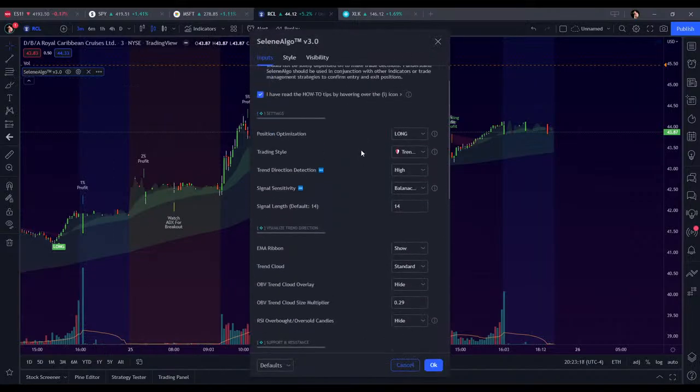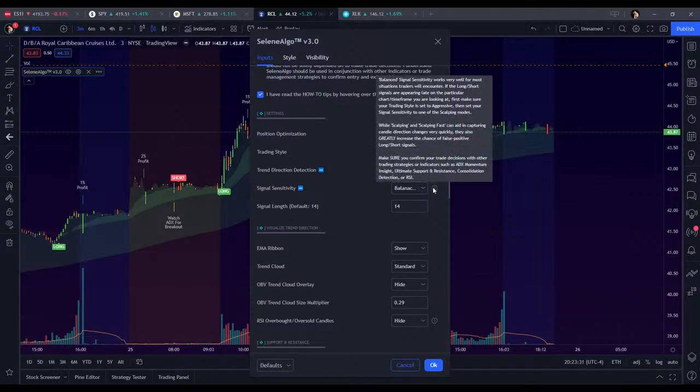One of the things that I'm looking at, because I typically trade on a 3-minute time frame, so I look to be a little more aggressive, so I like to use the aggressive version of Selene. Now, one of the new features here, signal sensitivity. Balanced signal sensitivity works very well for most situations traders will encounter. If the long/short signals are appearing late on the particular chart or time frame you're looking at, first make sure your trading style is set to aggressive. That's why I'm switching to aggressive.